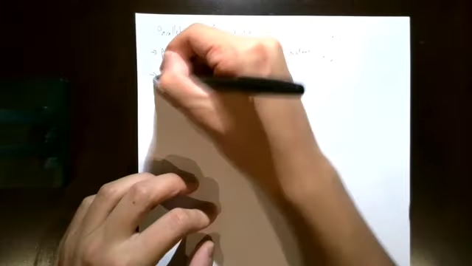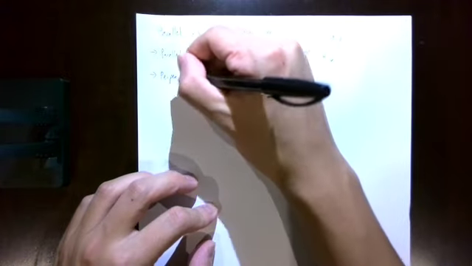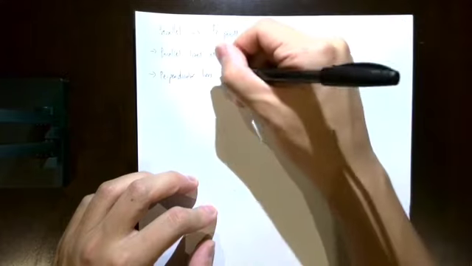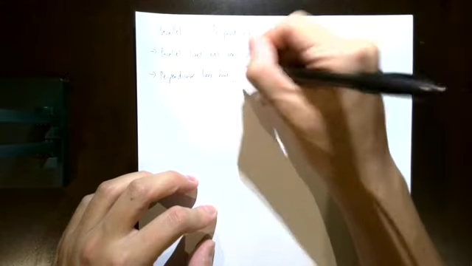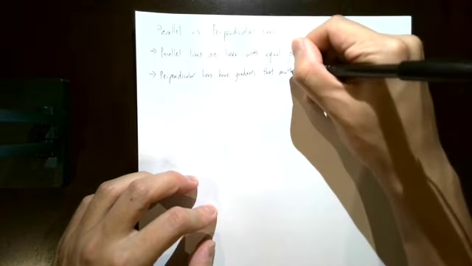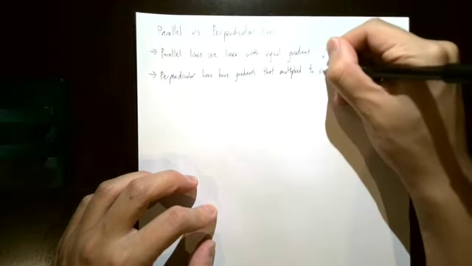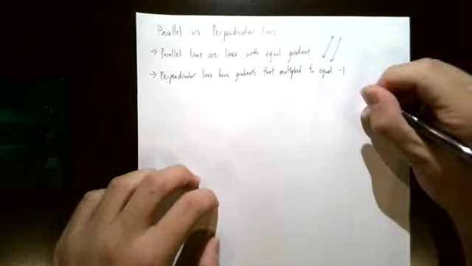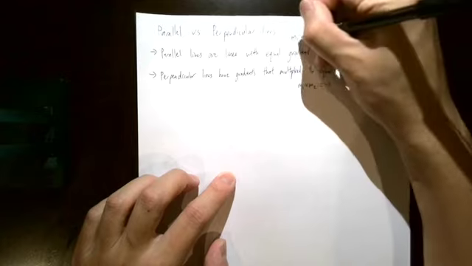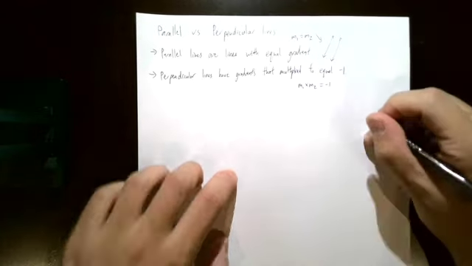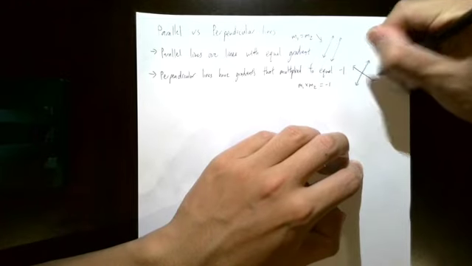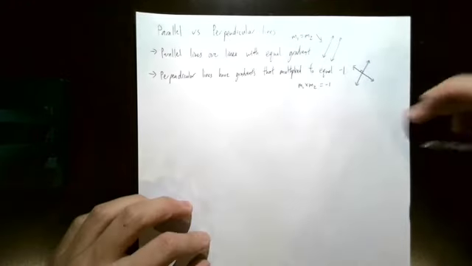What we also talked about were perpendicular lines, which were lines that had gradients that multiplied to equal -1. Okay, and what happened with those gradients was that when we drew the lines, they would meet at right angles.